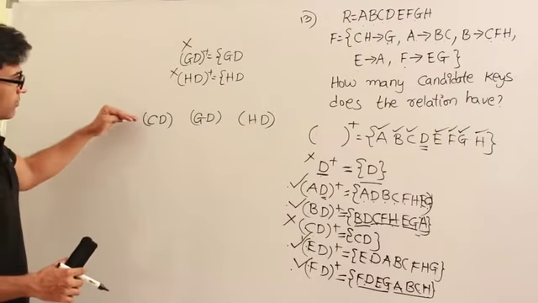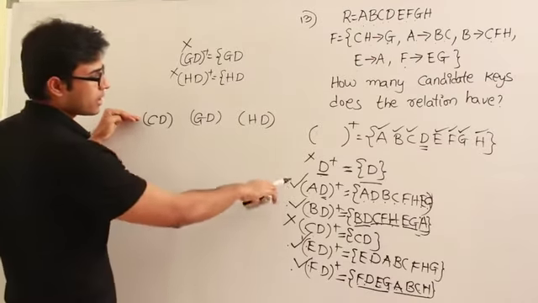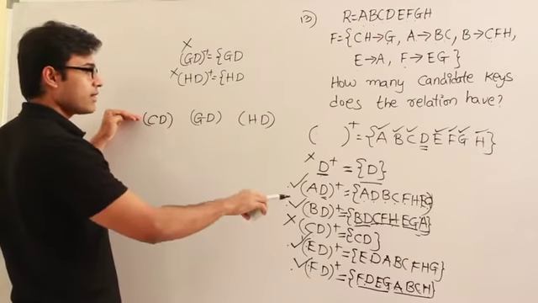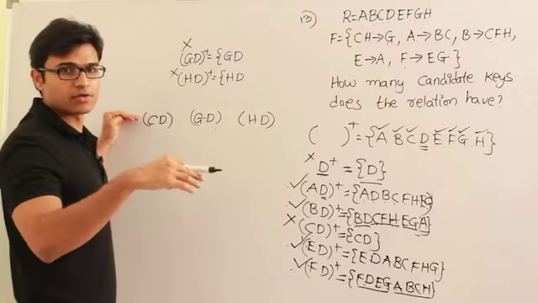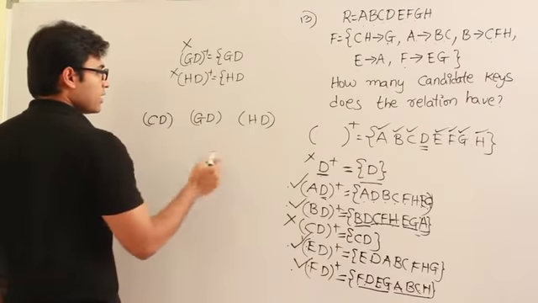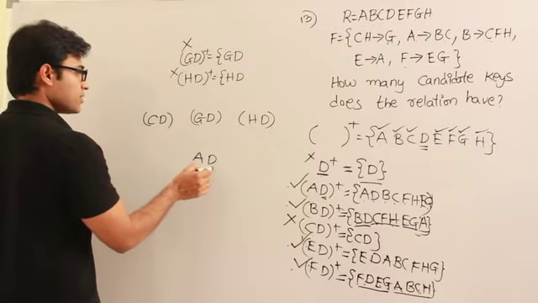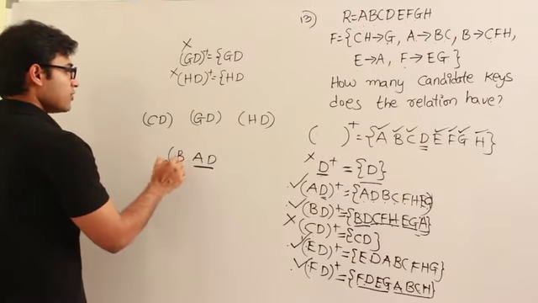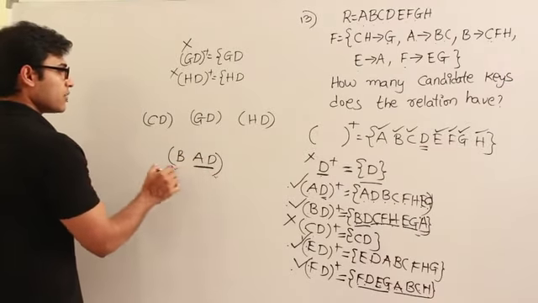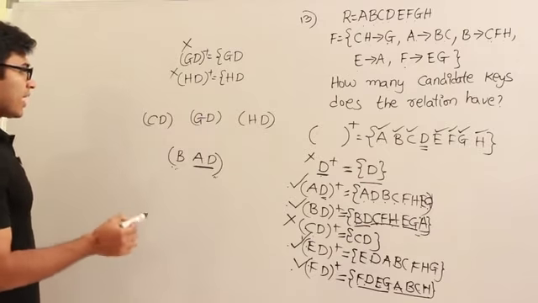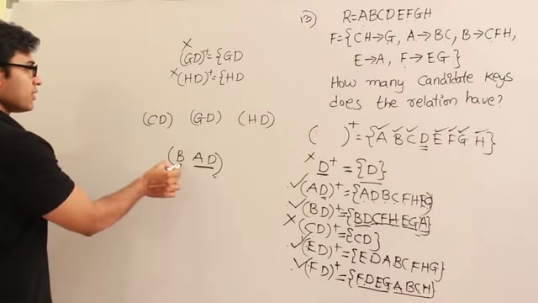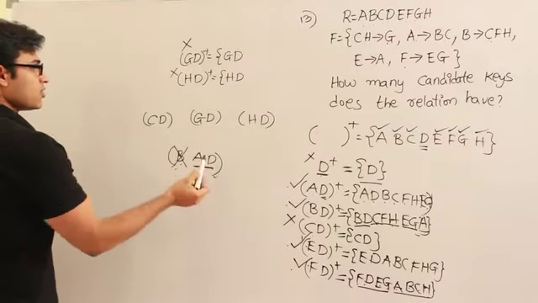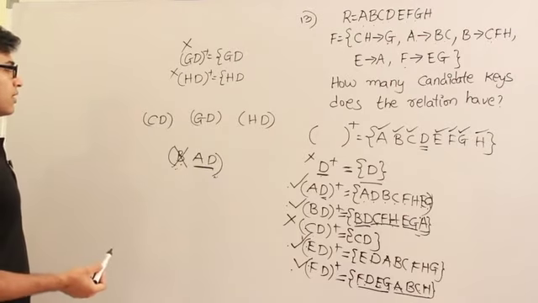Now why should I pick only these? Because the others are already candidate keys, and adding one more element to those candidate keys will make them super keys. For example, if I take AD for further exploration and try to add something to it to make it a candidate key, this will become a super key. It will not become a candidate key, because a candidate key has to be minimal. If I add anything, it will never be minimal, because even after removing it, this is going to be a key.